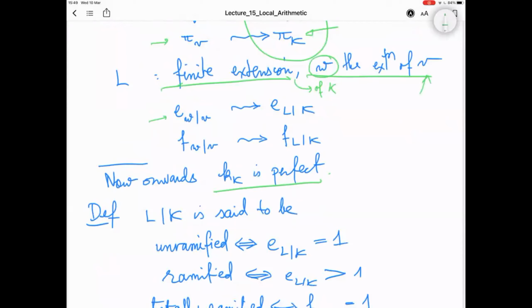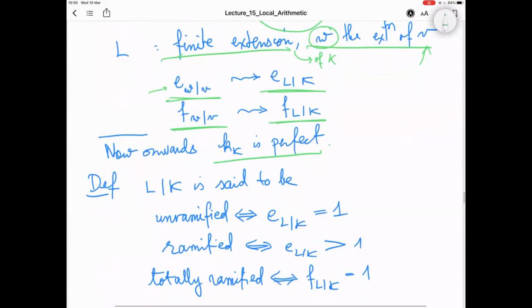So the ramification index, which I've been calling E_{W/K,V}, will be simply called E_{L/K}. And the residual degree, which I've been calling F_{W/V}, will be simply called F_{L/K}. Moreover, in order to avoid cases, I think if you do not assume the residue field to be perfect, then it's much more complicated.